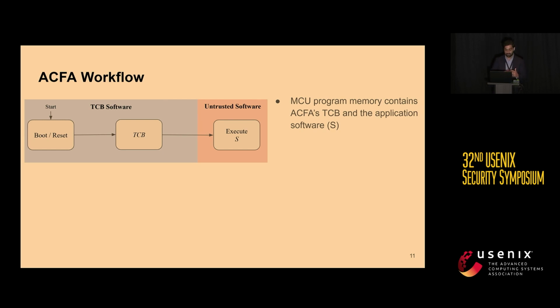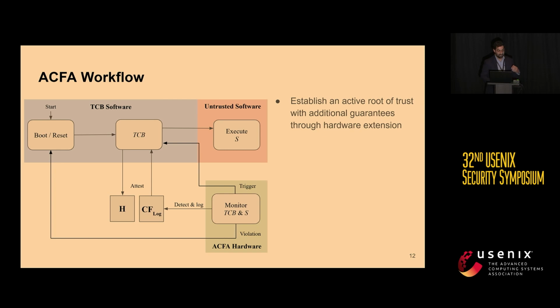So first, on the software side, the address space of the program memory on the MCU is divided into two regions. First, the TCB trusted software in our design, and also the untrusted and potentially compromised application software. After booting, the TCB will execute first and then transfer over to the untrusted application to complete its sensing task. While this sensing task is being executed, our lightweight hardware extension is coupled with the CPU to monitor its execution and establish an active root of trust to regenerate the TCB upon significant events.